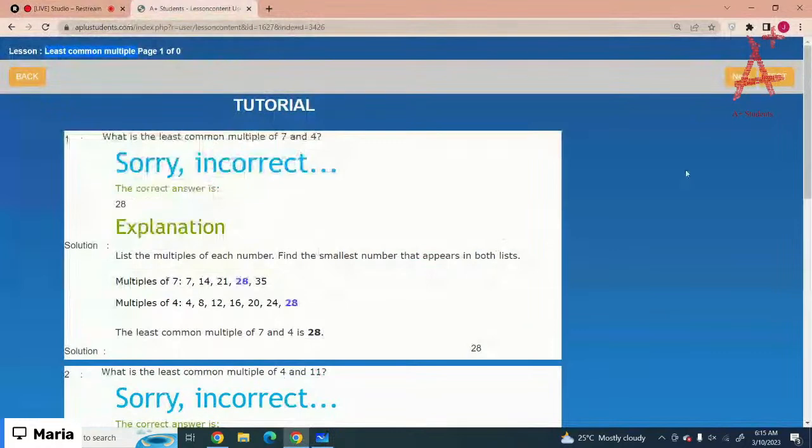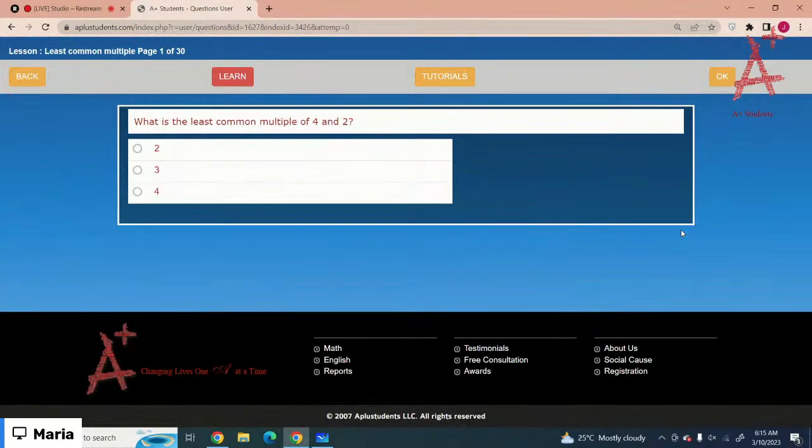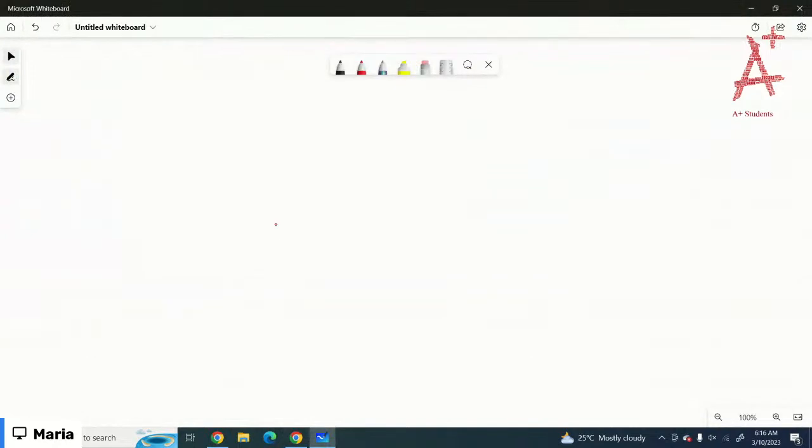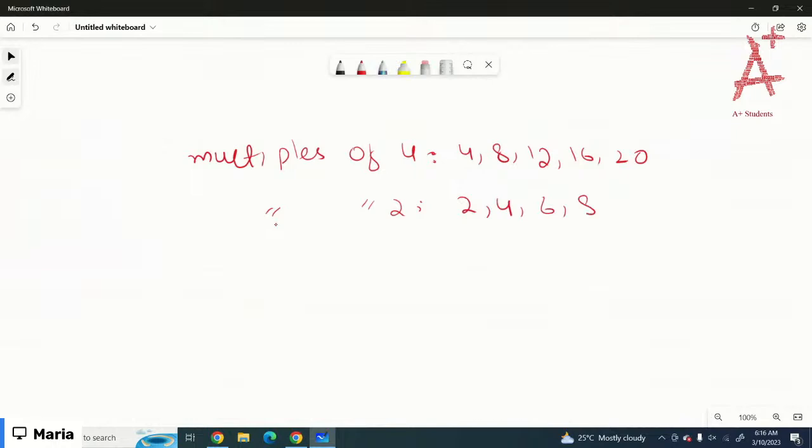Okay, let's just start with the test questions. What is the least common multiple of 4 and 2? You have to write down the multiples of 4 and multiples of 2. So let's write down 4, 8, 12, 16 and 20. The multiples of 2 are 2 times 1 is 2, 2 is 4, 3 is 6, 4 is 8 and 5 is 10. So which is the smallest number that is common?